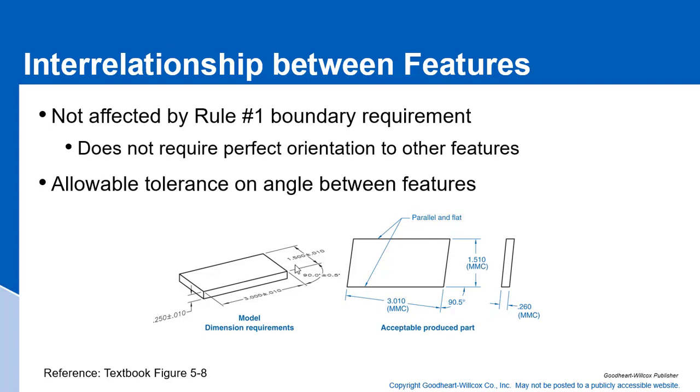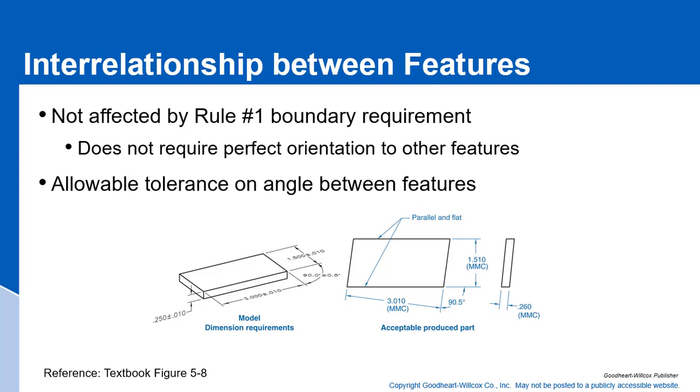Okay, and same with this 1.510 dimension. That's the maximum material condition of that. And so at the maximum material condition of that, these two sides have to be perfectly flat and parallel. But it does nothing for the angle here. So in this particular case, that angle could be like 90.5 within tolerance here. Okay, but in which case, our part's going to look like a parallelogram. So rule number one, boundary requirement does not affect the interrelationship between features.